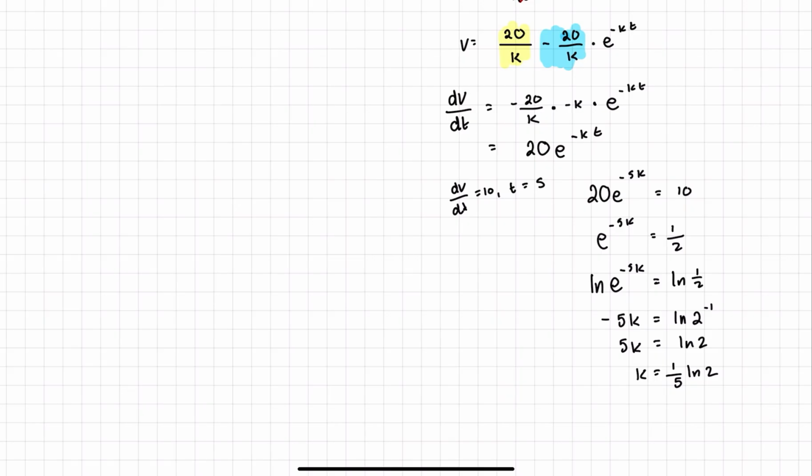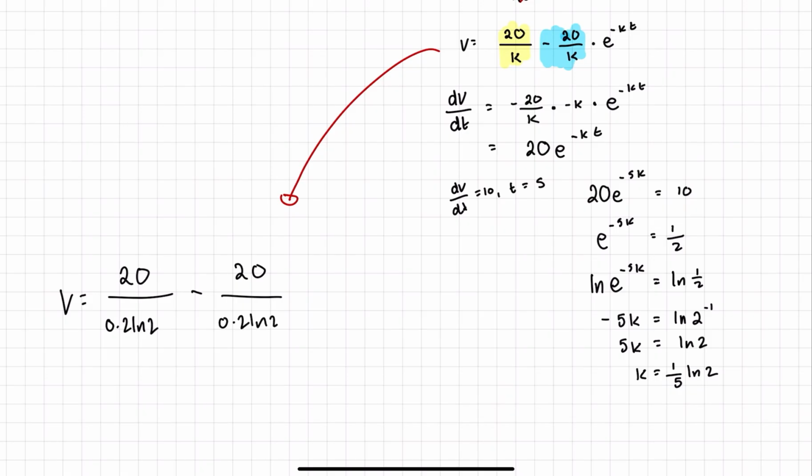So we can pull this question out here. Volume of the liquid is 20 over 0.2 natural log 2, minus 20 over 0.2 natural log 2, times e to the minus 0.2 natural log 2, and we're going to do 10 seconds, so times 10. Right, I need to get a calculator out. Let me type this in really carefully.